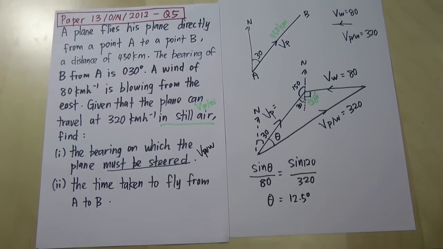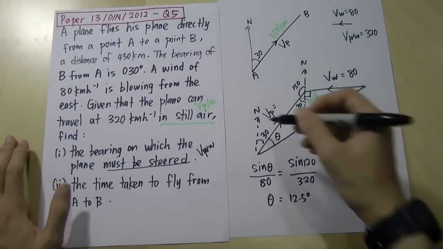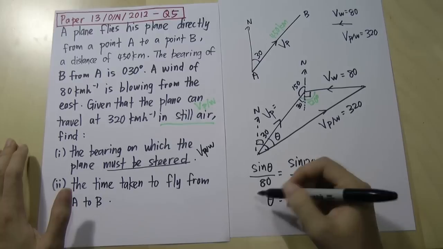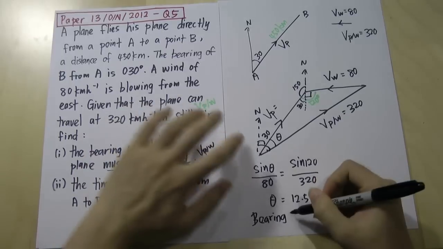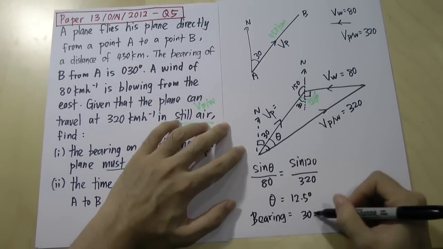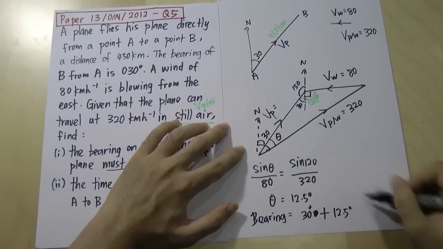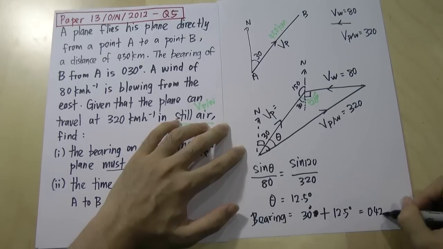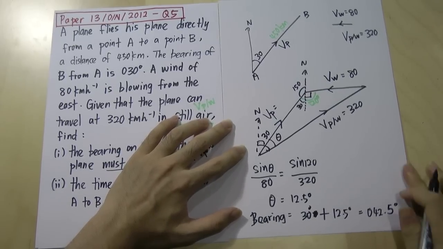If this angle is 12.5, we want to find the bearing, right? Because I said bearing must always be from north and must rotate clockwise. So from north, rotating clockwise until it touches here will be 30 plus this one, correct or not? So bearing will just equal 30 degrees plus 12.5. So it's 42.5, right? But bearing is always three digits, so it's 042.5. Okay, so this is the bearing.